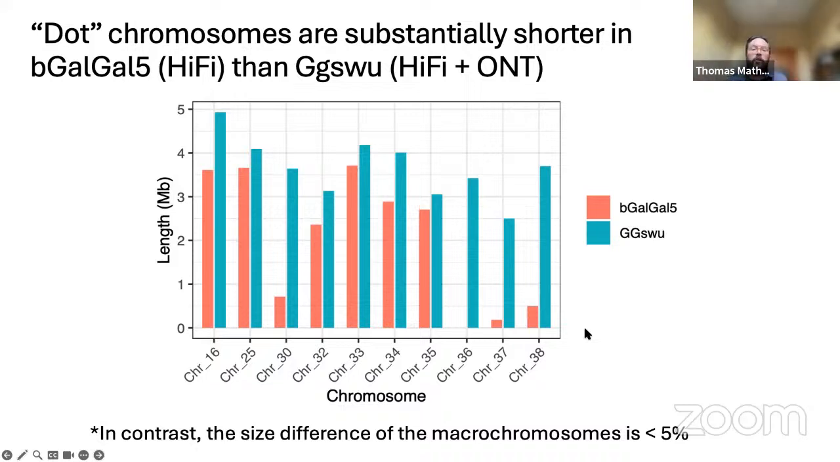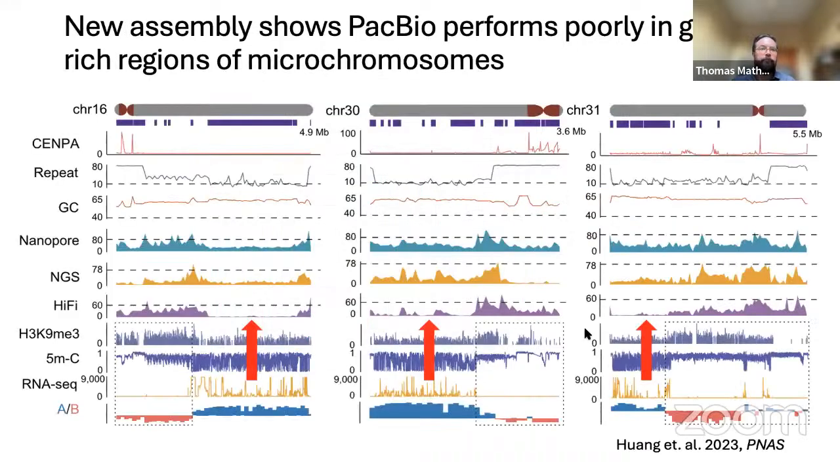But if we compare the large chromosomes, the macrochromosomes, they're all within like 5% tolerance of each other, so they're much more similar in size. And if we take this high quality nanopore-based assembly and map back all the data to it, what you can see is what's going on with these assemblies. So here you've got 3 microchromosomes from this nanopore-based assembly that was published recently.